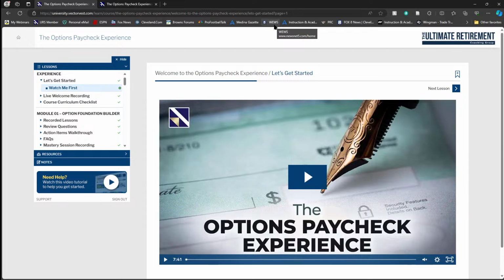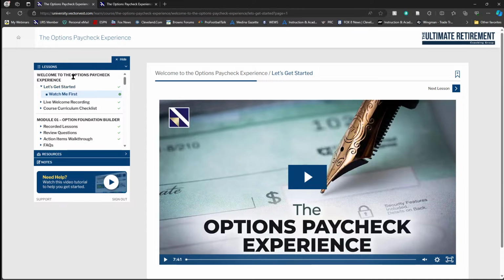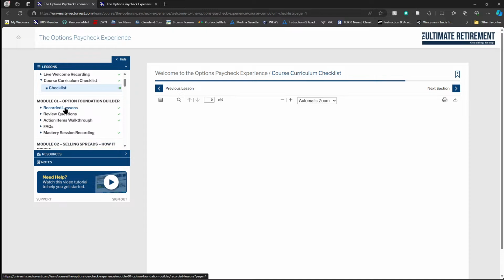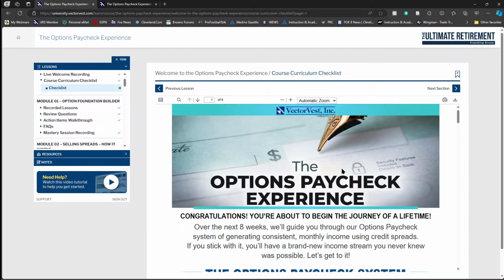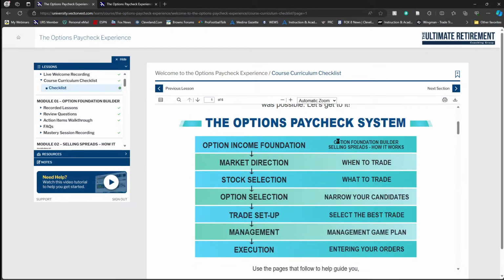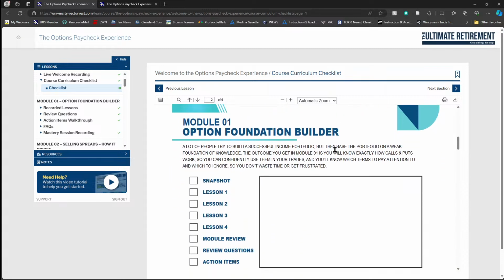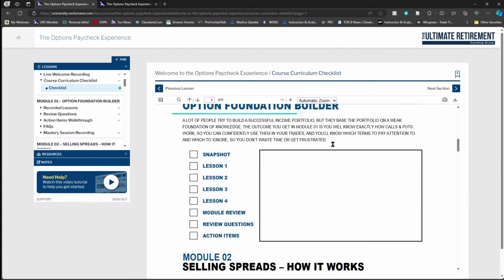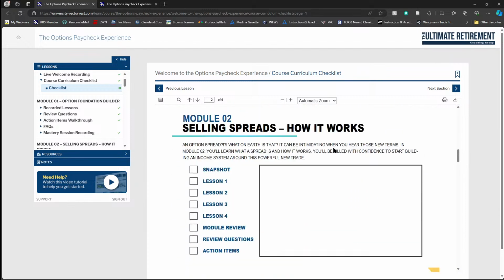Sure. So as soon as you sign up for the course, you're going to get access to what's called our university site. And on the left-hand side up here, this is all of the content. Now, what I would tell you the first thing to do is under the Options Paycheck Experience Welcome section, go to the course curriculum checklist and open that up. This is a 6-page document that you can print out, and basically it just gives you a quick summary of the course. And then down here, it has a checklist to complete all of the modules. There's a little space over there to the right where you can ask questions or write things down that you need to know. And it goes through all 8 modules.